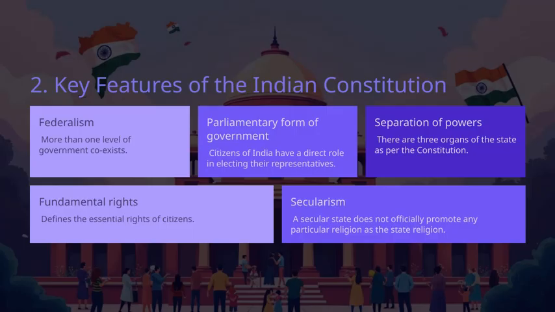Let's take a closer look at some of the key features of the Indian Constitution. First, federalism. This means that more than one level of government coexists, such as the central government and state governments, each with its own powers and responsibilities. It helps manage the diverse needs of a vast country like India.